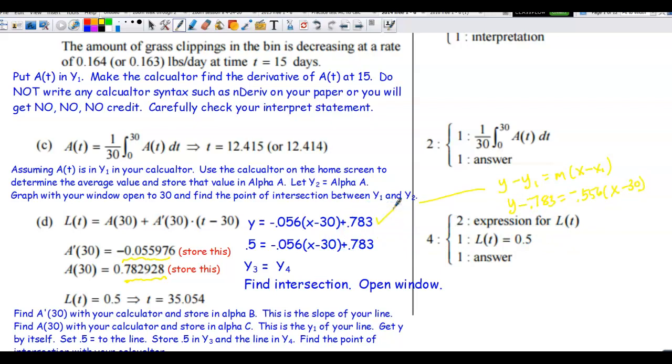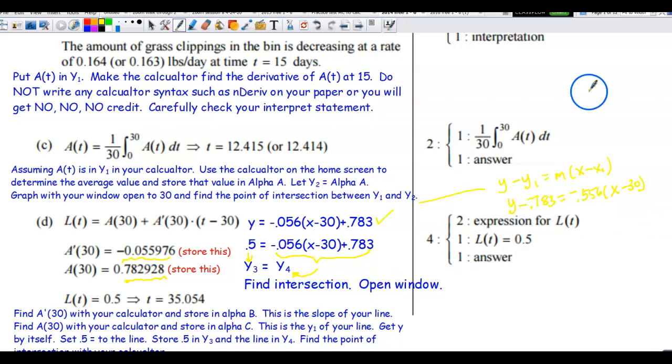Now again, I'm using 3 decimal places in my work, but on the calculator now I'm going to put the equation of this line into y number. It doesn't really matter what y I put it in, but I'm putting mine in y4. I'm putting in 0.5 in y3. I'm going to turn off y1 and y2, and I'm going to find the intersection of this line. Now it's going to be greater than 30, so you're going to have to open your window greater than 30 to find the point of intersection.